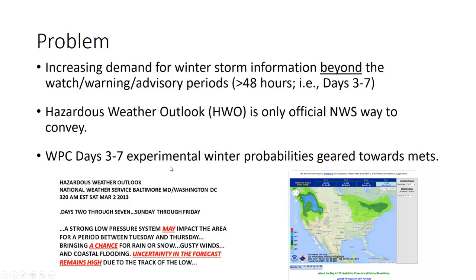Now, WPC does have days 3 through 7 experimental winter probabilities for greater than 0.25 inch of liquid equivalent frozen precipitation. But again, that's mainly geared more towards meteorologists and not towards the general public. And you can see an example of an HWO. This is from Sterling, but we have it all the time in ours as well.